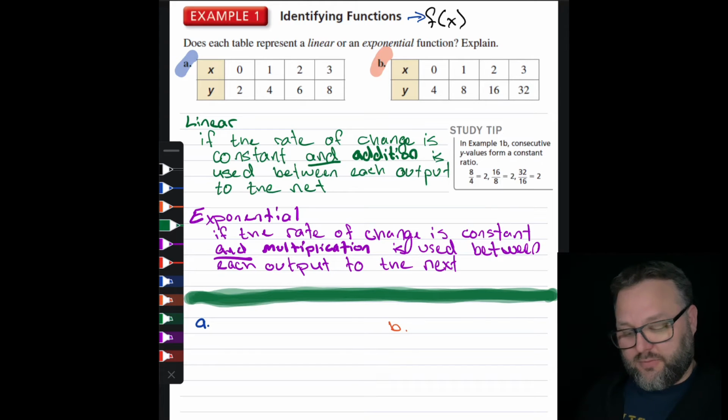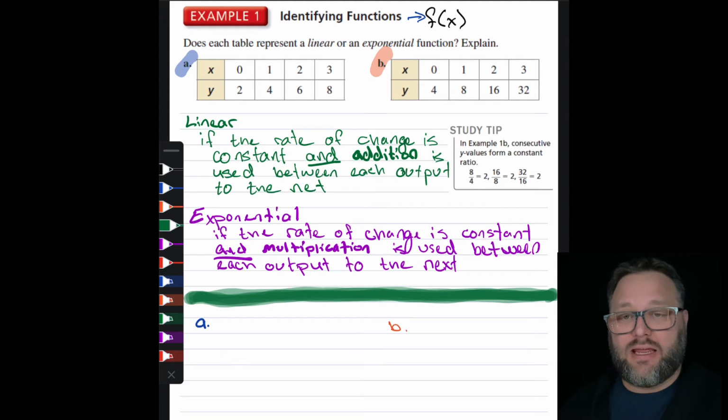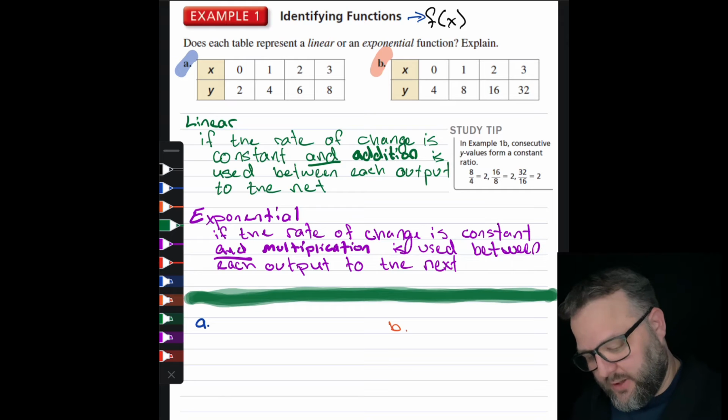A linear function is going to have a constant rate of change that allows you to go between each point, if you were in a table, or every input to output, by adding. And an exponential has a constant rate of change that's going to allow you to move between the input and output by multiplying. Now, the adding and multiplying is to the output. In other words, you're going to be having to add or multiply to get the output. Let's see what that looks like in a table here.